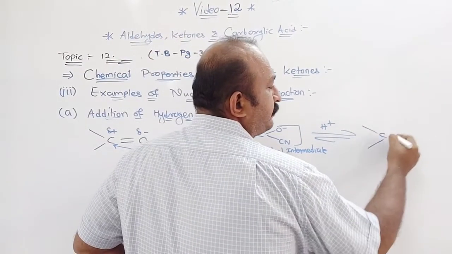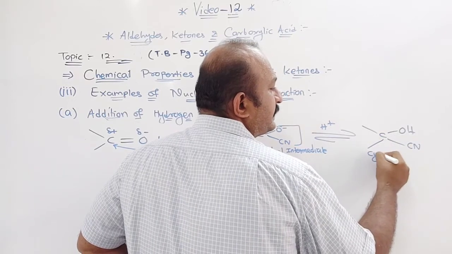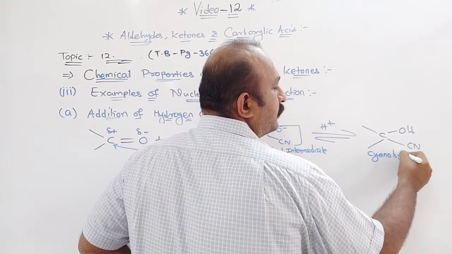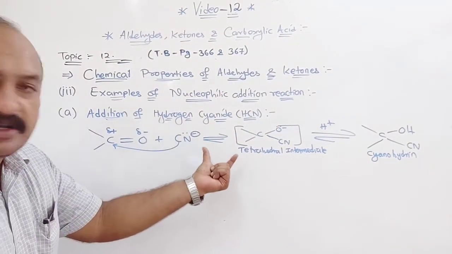Now on proton transfer, or when we use acid in this, what you will get is C here with OH and here CN. So this is your cyanohydrin compound. Which compound? Cyanohydrin compound. Now this is a general form.